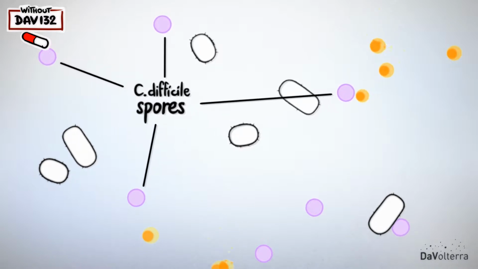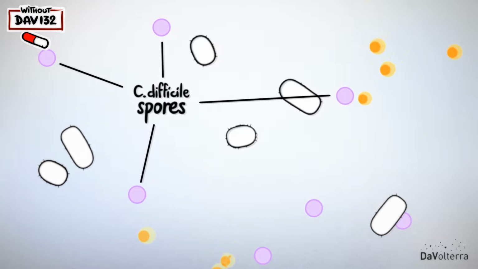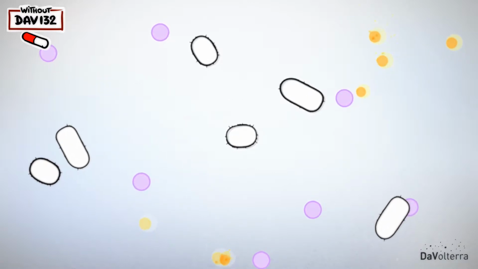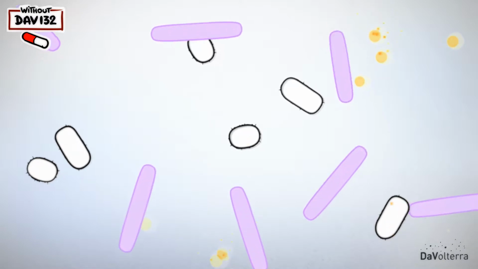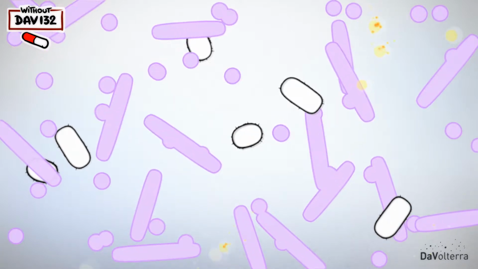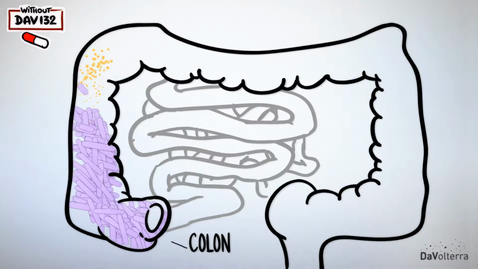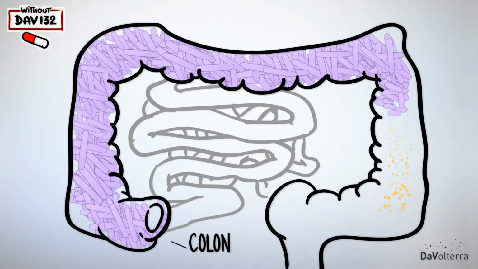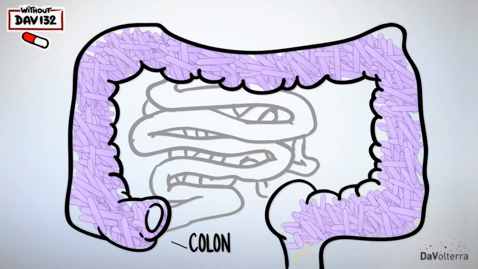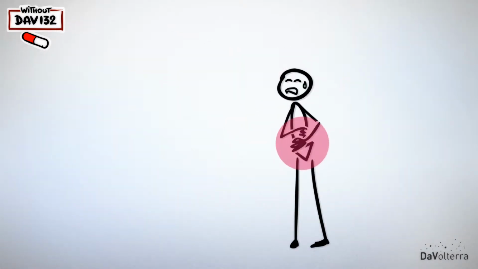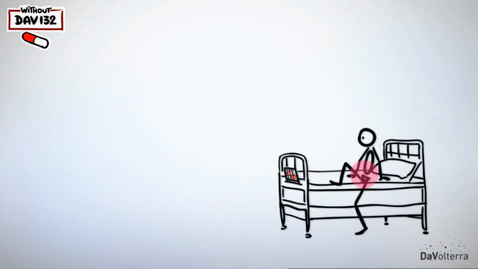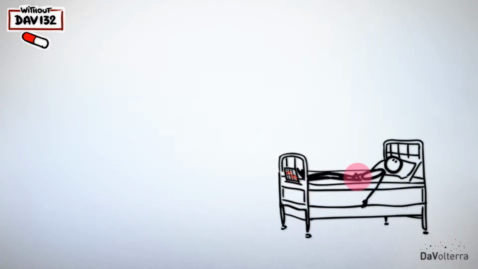As the flora is disrupted, Clostridium difficile or C. difficile spores germinate to give rise to mature bacteria which multiply and colonize the gut. Then, in some cases, C. difficile bacteria produce toxins which cause diarrhea that can be very severe and even need surgery. This is a Clostridium difficile infection.